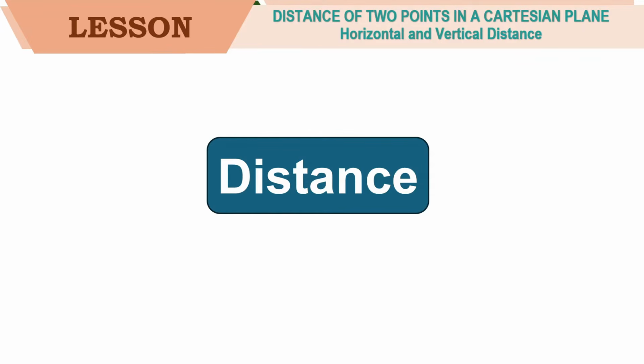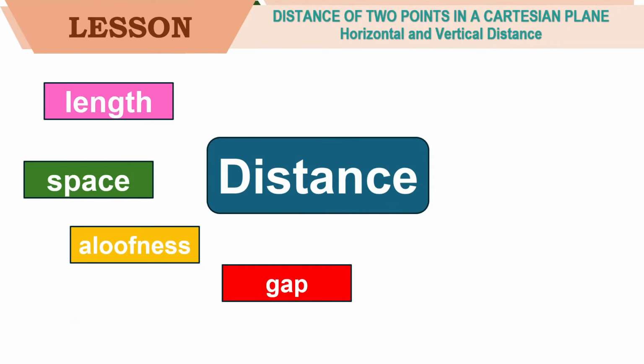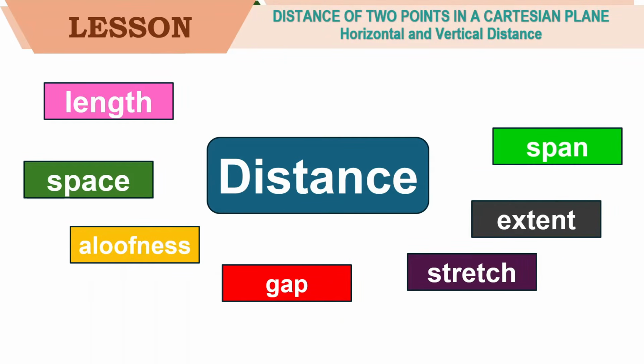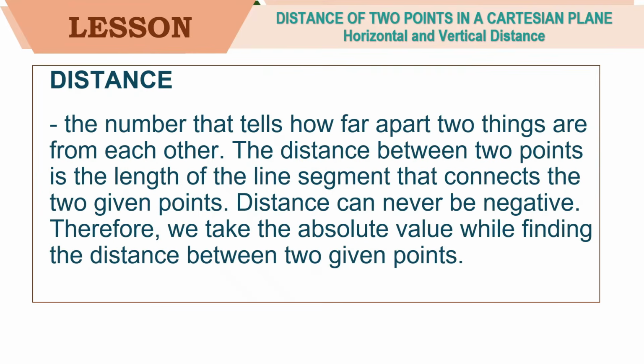Now, we are going to talk about distance of 2 points in a Cartesian plane. When we see the word distance, we already know what it means, but sometimes the word distance itself will be replaced by synonymous words. So what synonymous words can we associate with the word distance? Length, space, aloofness, gap, stretch, extent, span, interval, range. So based on the use or context of a certain passage, all these words can also mean distance.